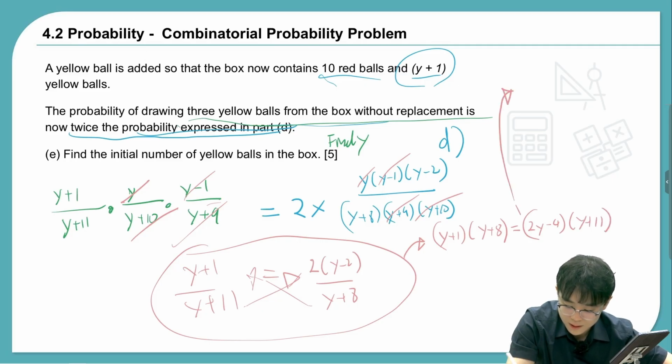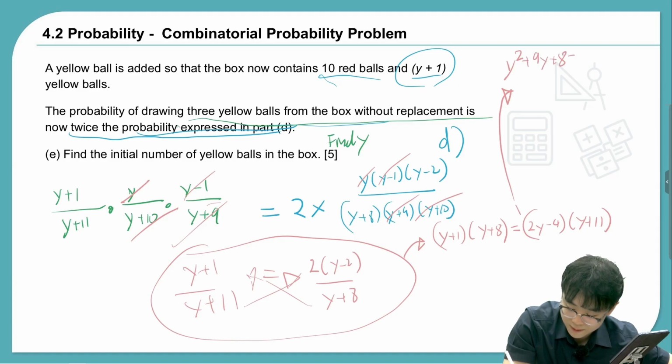And let me take this to the top. y squared plus 9y plus 8 is going to equal 2y squared minus 4y plus 22y, so plus 18y minus 44. I'm going to simplify everything by moving to the right. So I get y squared plus 9y minus 52 equals 0.